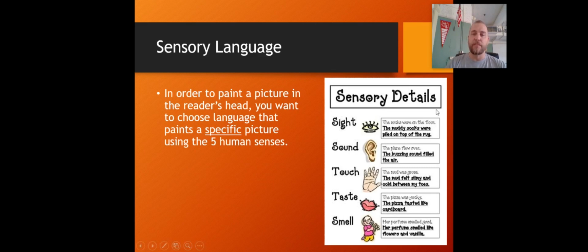And so, for sight, the muddy socks were piled on top of the rug. So we have muddiness, socks, piled places. Sound, the buzzing sound filled the air. Buzzing is the sound that people can identify with. Touch, the mud felt slimy and cold between my toes. We have slimy and cold. Taste, the pizza tasted like cardboard. Not good pizza. And smell, her perfume smelled sweet like flowers and vanilla. You have flowers and vanilla there.